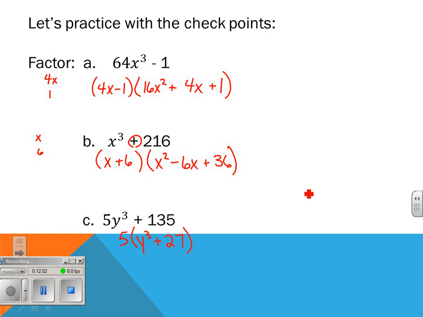So we've got a 5 and then in parentheses y cubed plus 27 would be left. Now take a look at your inside parenthesis. Now y cubed is a perfect cube. 27 is a perfect cube. So we move on. So leave your 5 where it's at. That's already a factor that's been pulled out.